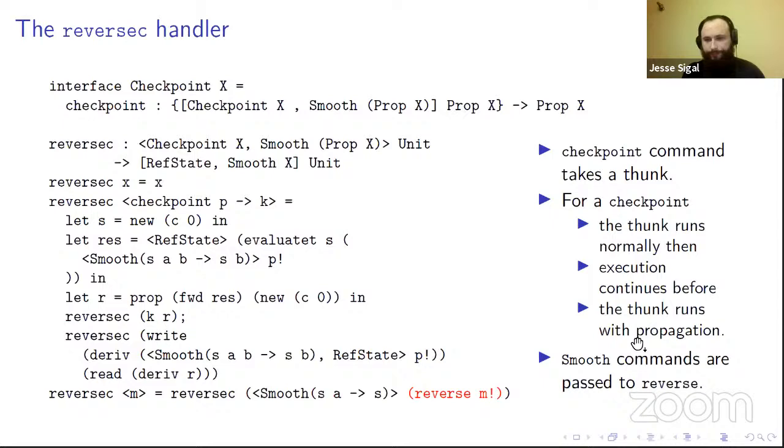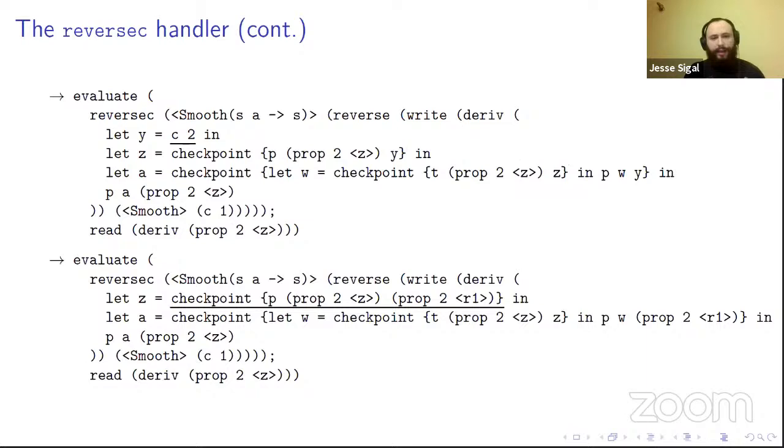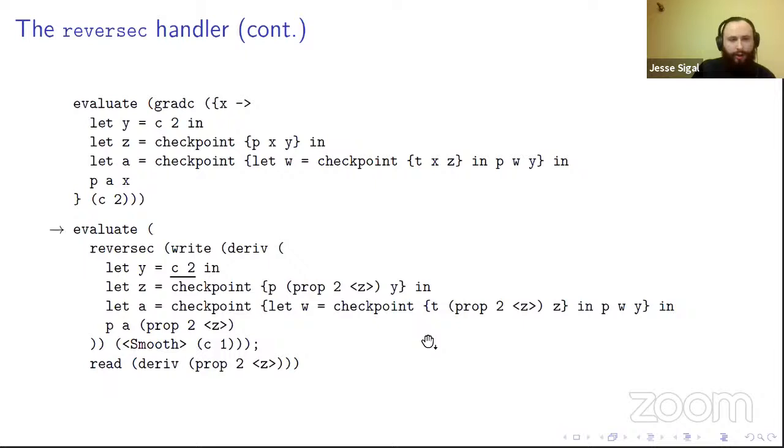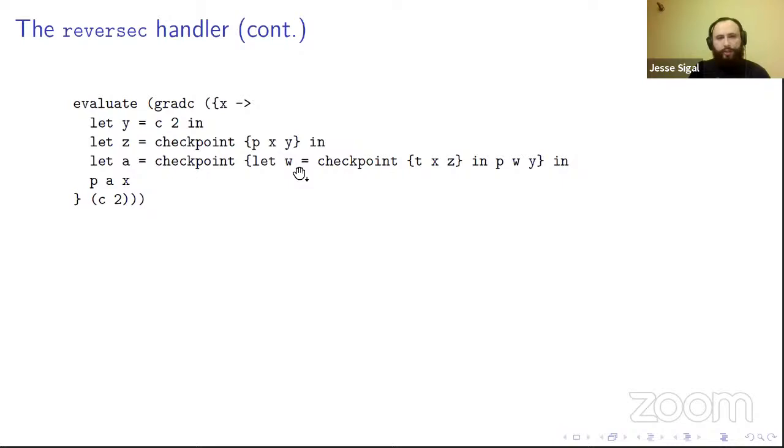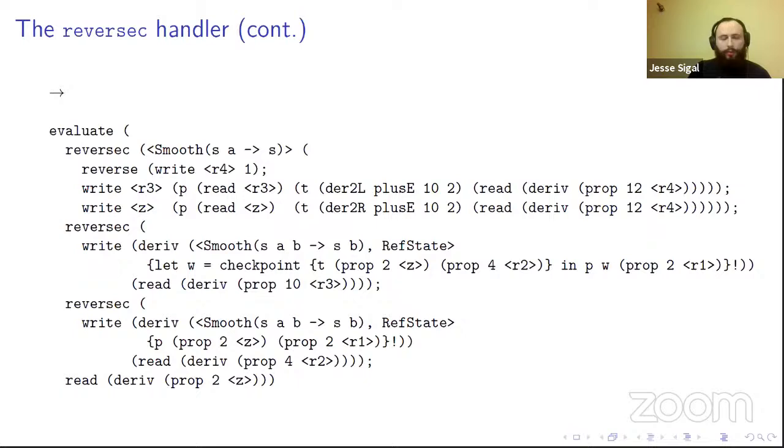So I don't think I have enough time to really talk about this that much, but we can see as we evaluate further, we eventually, actually, let's look at the original program. So in the original program, we have a few checkpointed bits. And these are the bits that are going to be run multiple times. And if we evaluate through, what we end up with is the program which needs to be run multiple times.